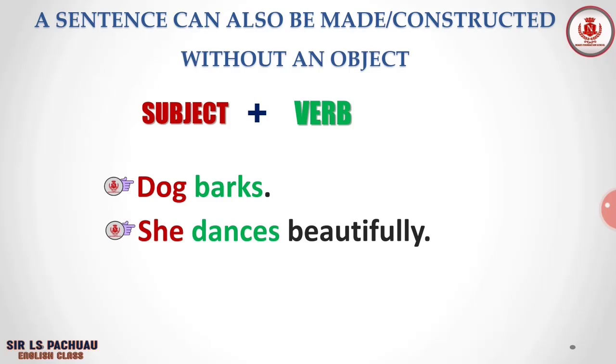And then, she dances beautifully. She is the subject, but it is a pronoun, while dog, the subject before, is a noun. Dances is the verb here because it is an action verb. Beautifully is not a noun, so beautifully is an adverb. It cannot be an object here, so we don't have an object. She dances beautifully.